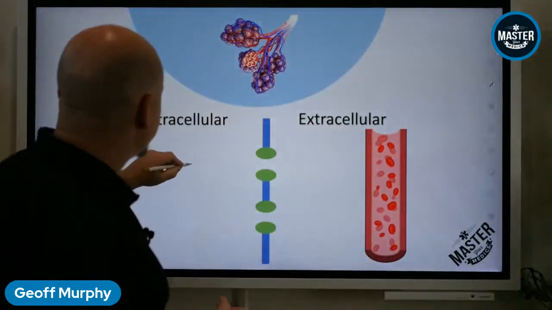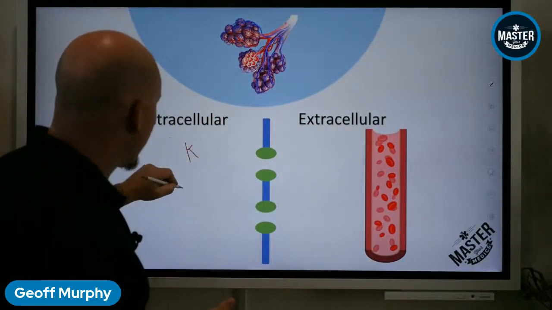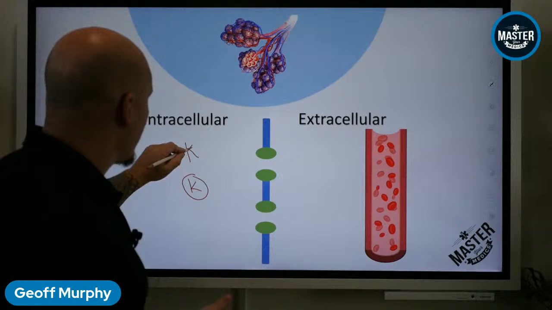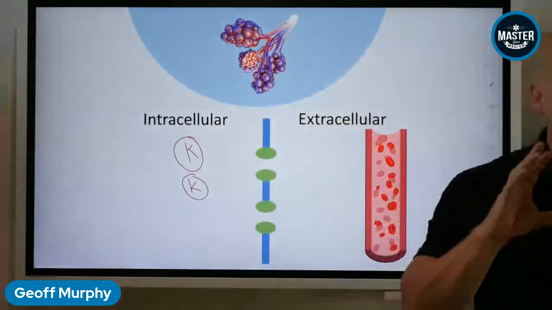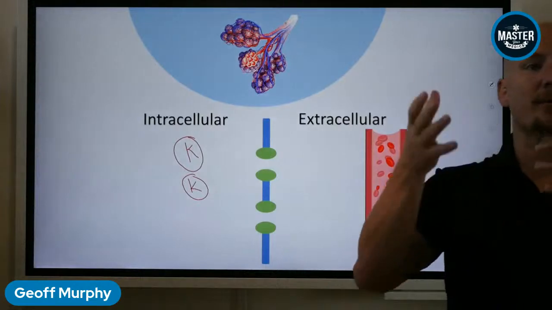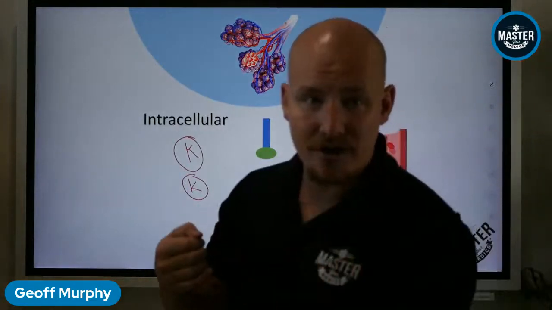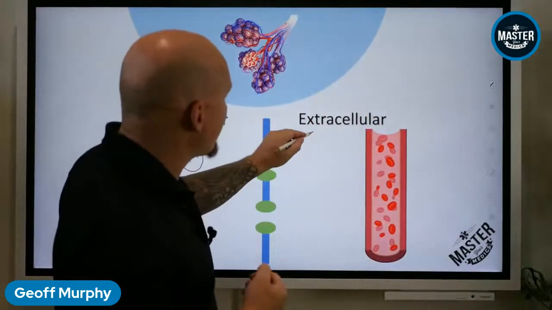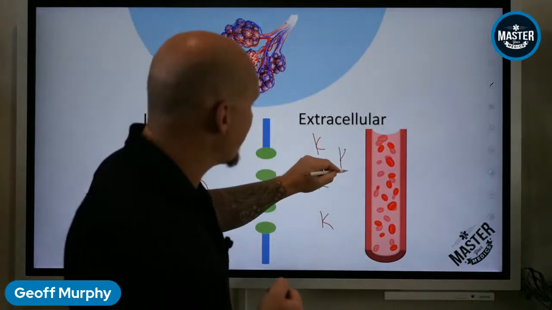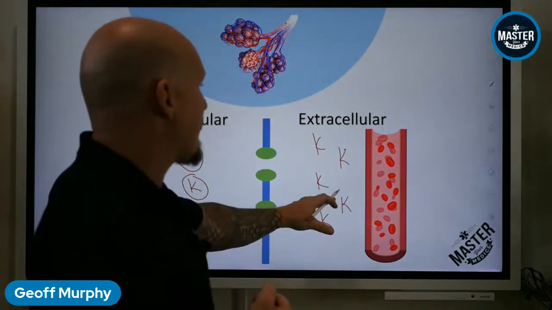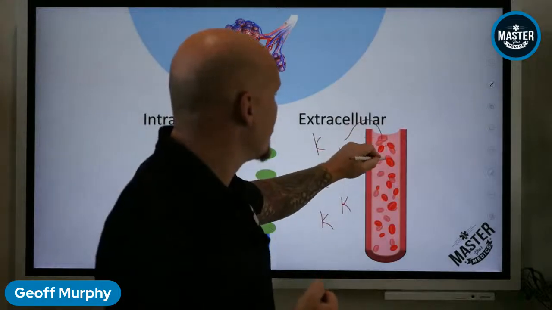Now, potassium should stay over here, in the intracellular states. And if we're not able for the kidneys to actually clear our potassium, then we start to develop a significant amount of potassium here in the extracellular area, and that includes the blood.